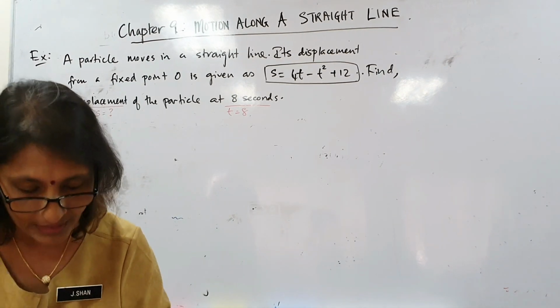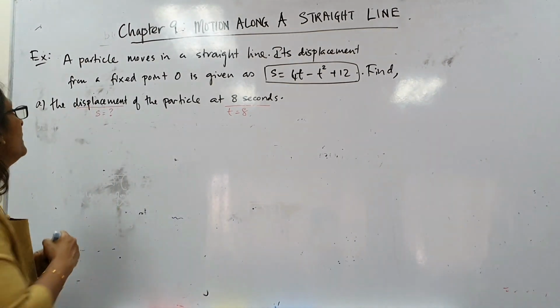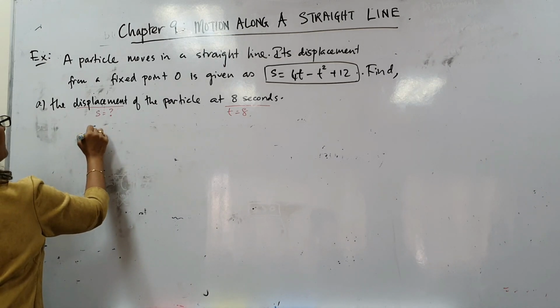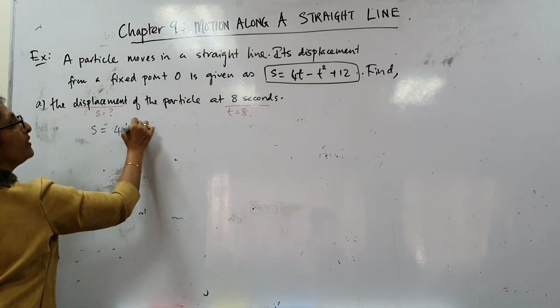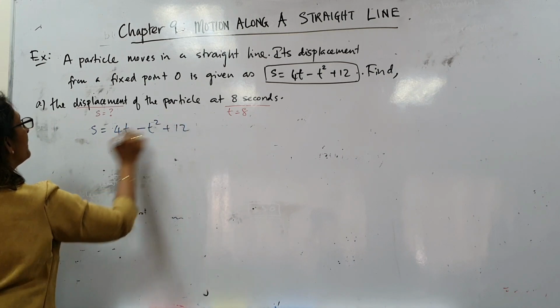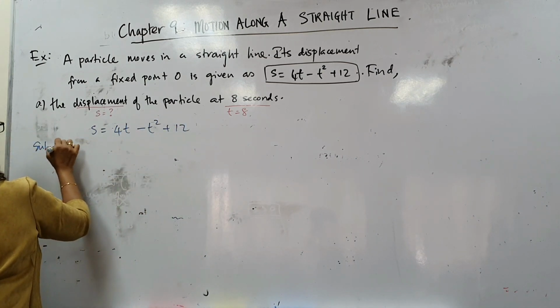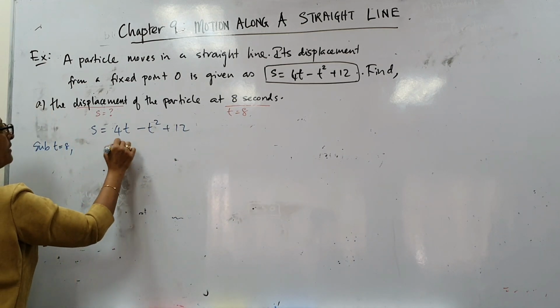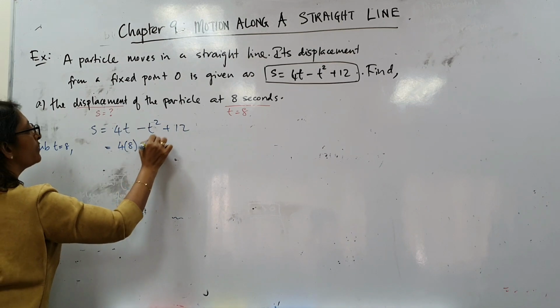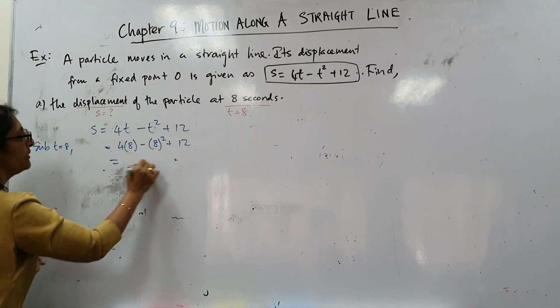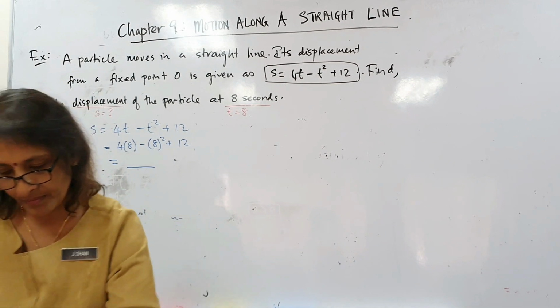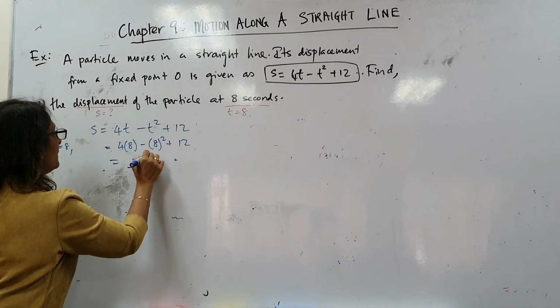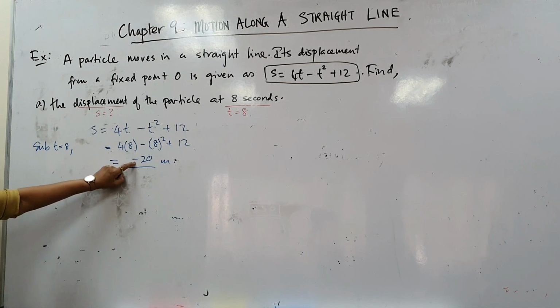Alright, you want to find S when t equals 8. All you need to do is substitute. Okay, S is equal to 4t minus t squared plus 12, right? So we sub t equals 8. See, t equals 8, we sub it here. So you can find 4 times 8 minus 8 squared plus 12 and you will get the answer. Okay, negative 20. What does the negative here show? Negative here shows that the particle is on the left of O.